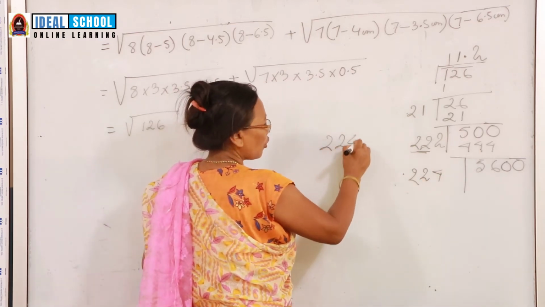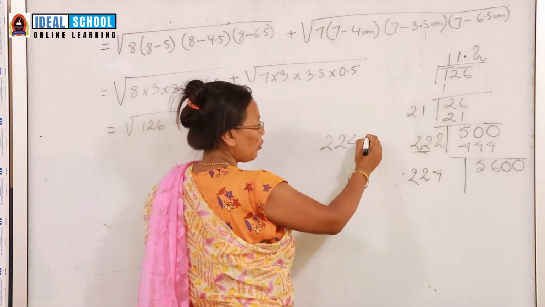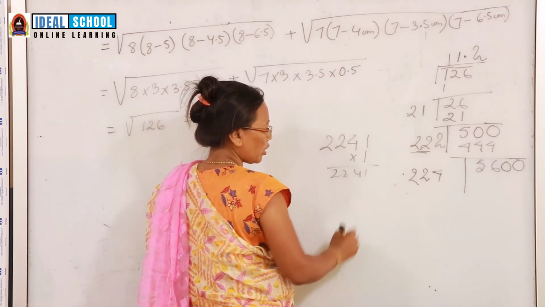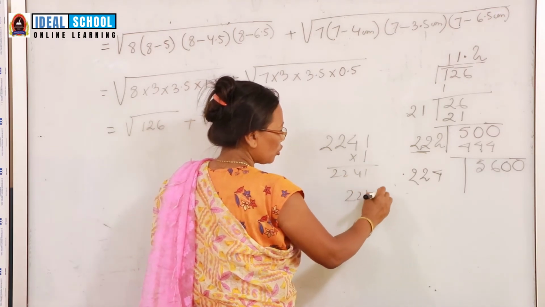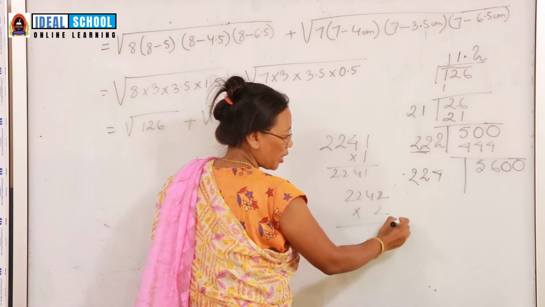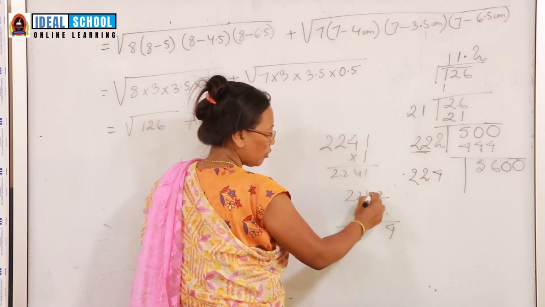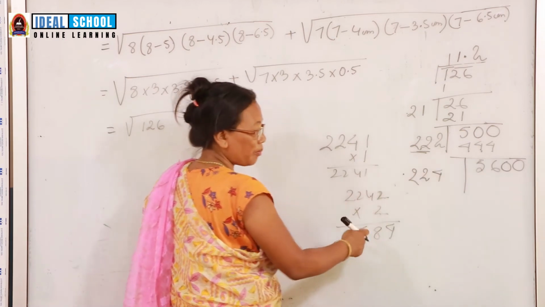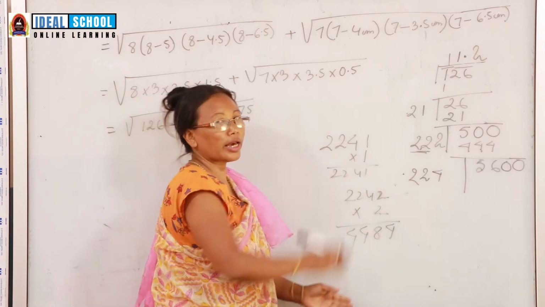2 2 4. Same process as the previous one. If we write 1, we multiply by 1, that means 2 2 4 1. Then 2 2 4 2. If we take 2, we multiply by 2. 2 2s are 4, 2 4s are 8, 2 2s are 4. Then it is still small. But if we take 3, it will be greater than this.